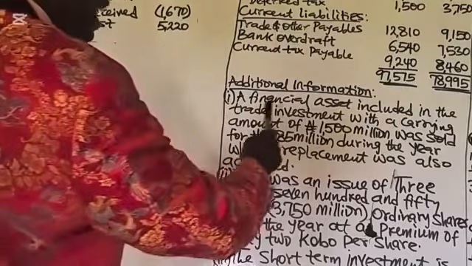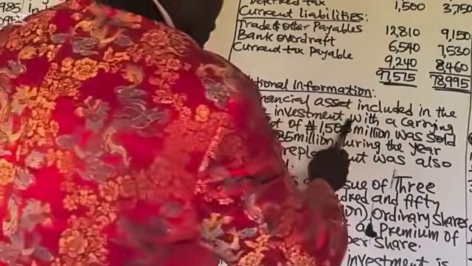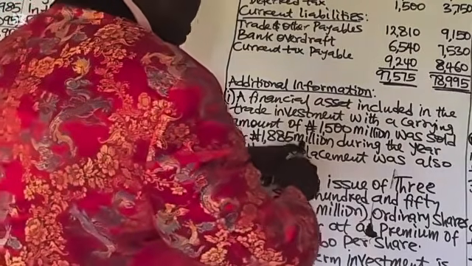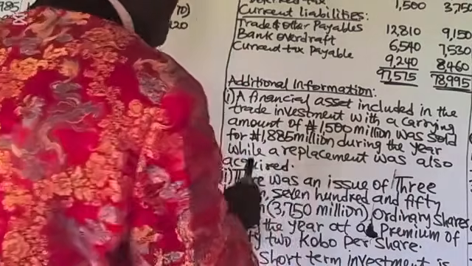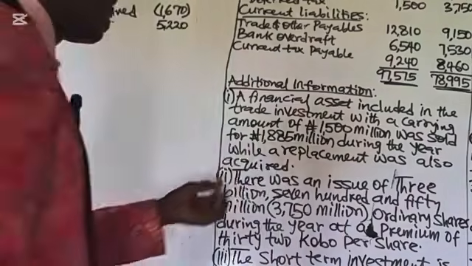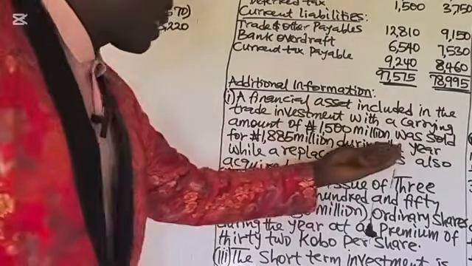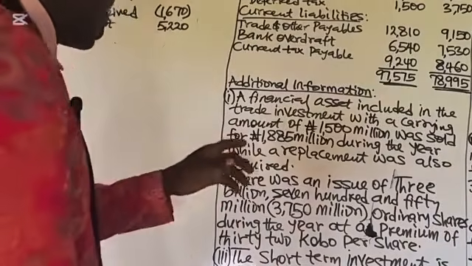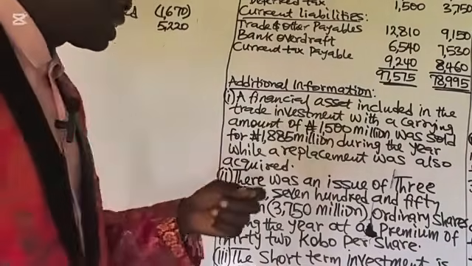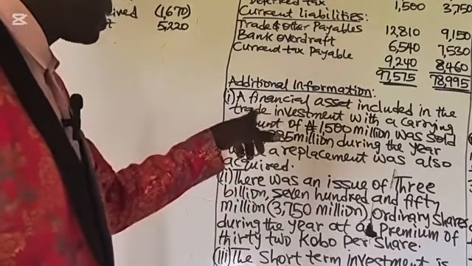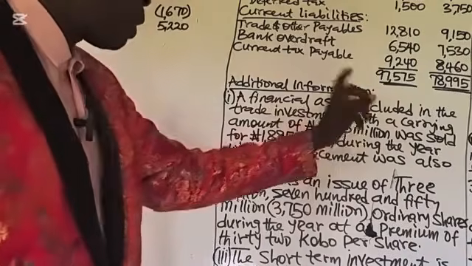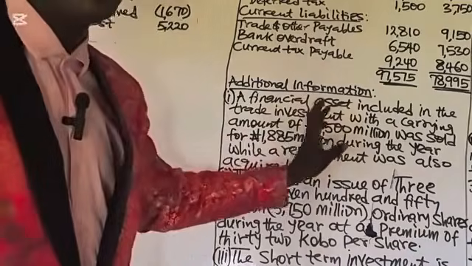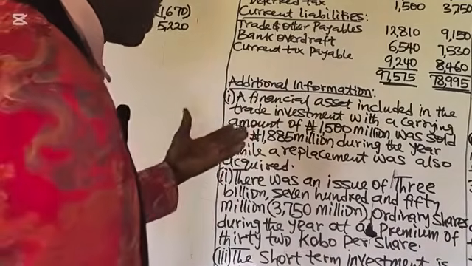Note 1. A financial asset included in the trade investment with a carrying amount of 1.5 billion was sold for 1,885,000,000 during the year, while a replacement was also acquired. So this is a disposal of a financial asset, which is an investment. That is why it was reported as non-current asset in the statement of financial position. Remember, your trade investment has been reported as non-current asset, and that means the financial asset too has been reported as non-current asset. I told you that the movement in non-current asset will be adjusted under investing activities.